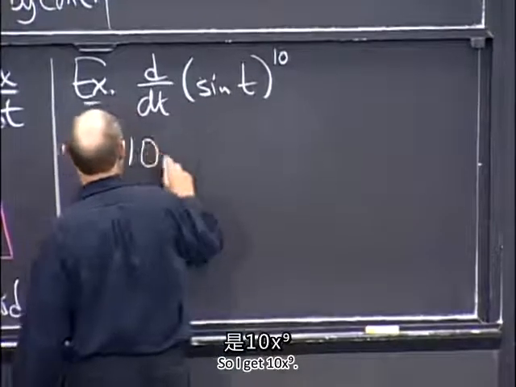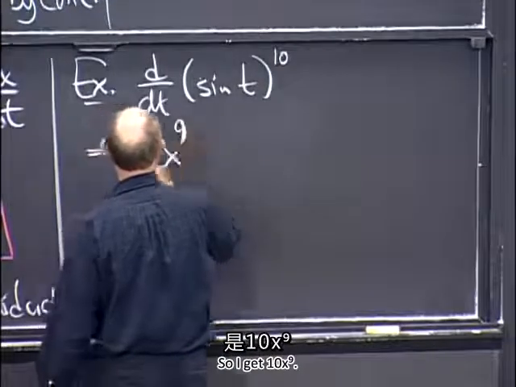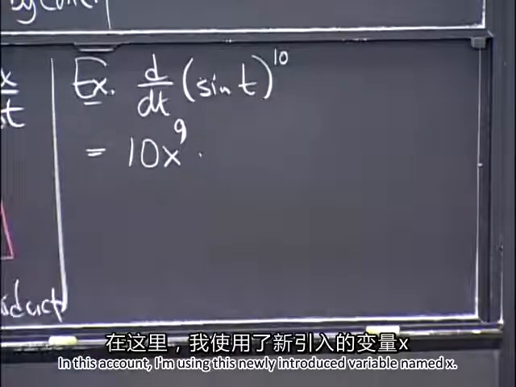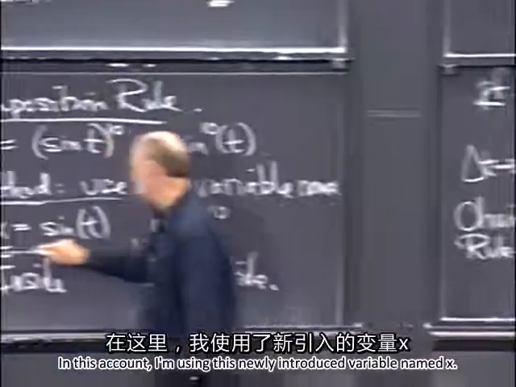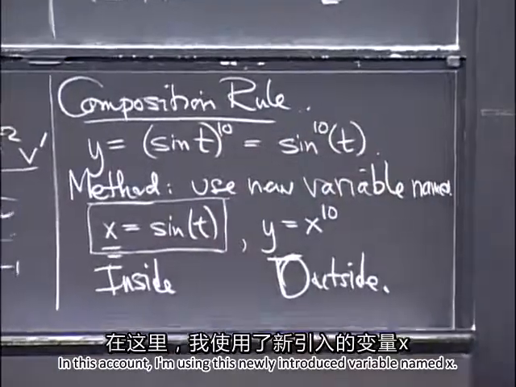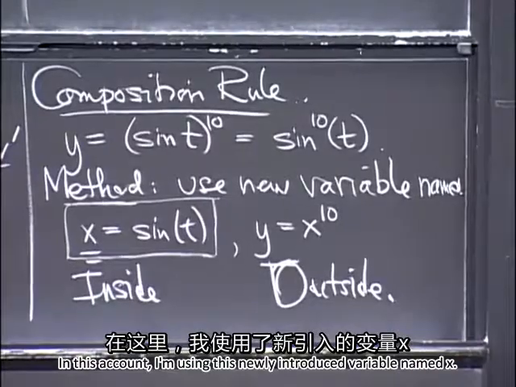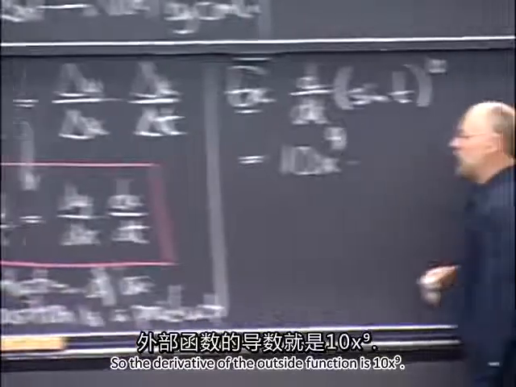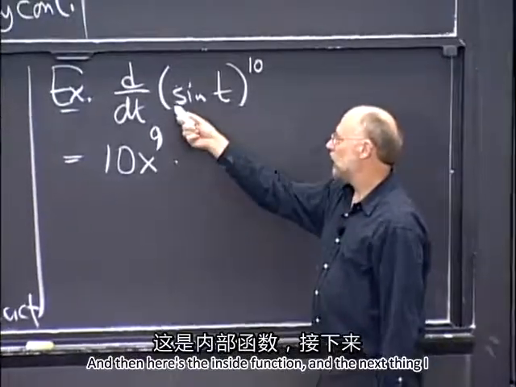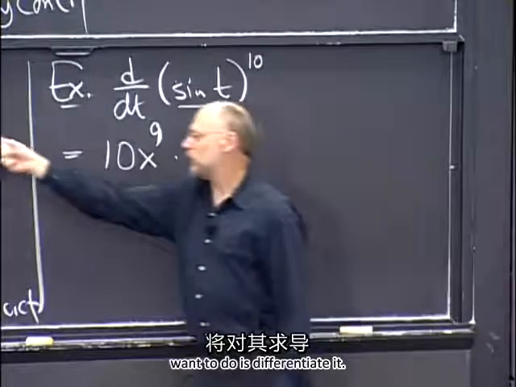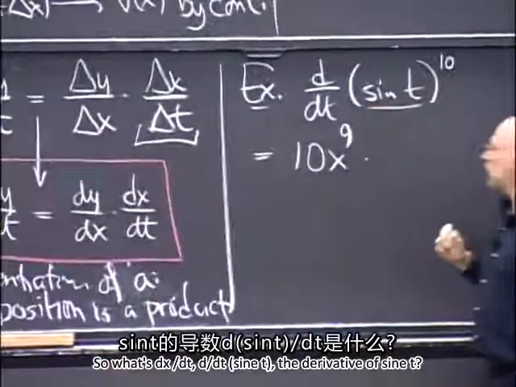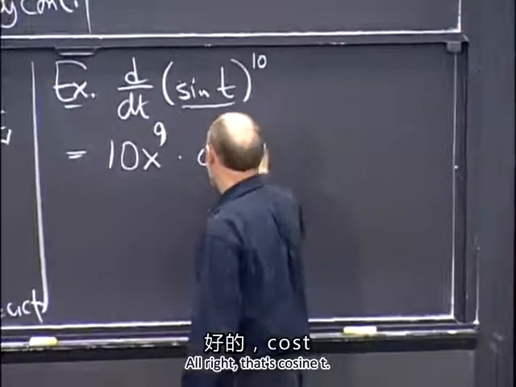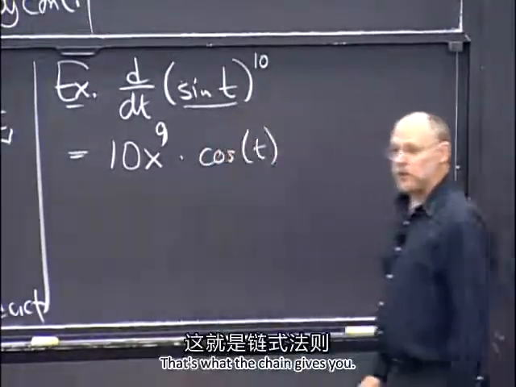So I get 10x to the 9th power. I'm using this newly introduced variable name x. So the derivative of the outside function is 10x to the 9th, and then here's the inside function, and the next thing I want to do is differentiate it. So what's dx/dt? The derivative of sine t, that's cosine t. That's what the chain rule gives you.